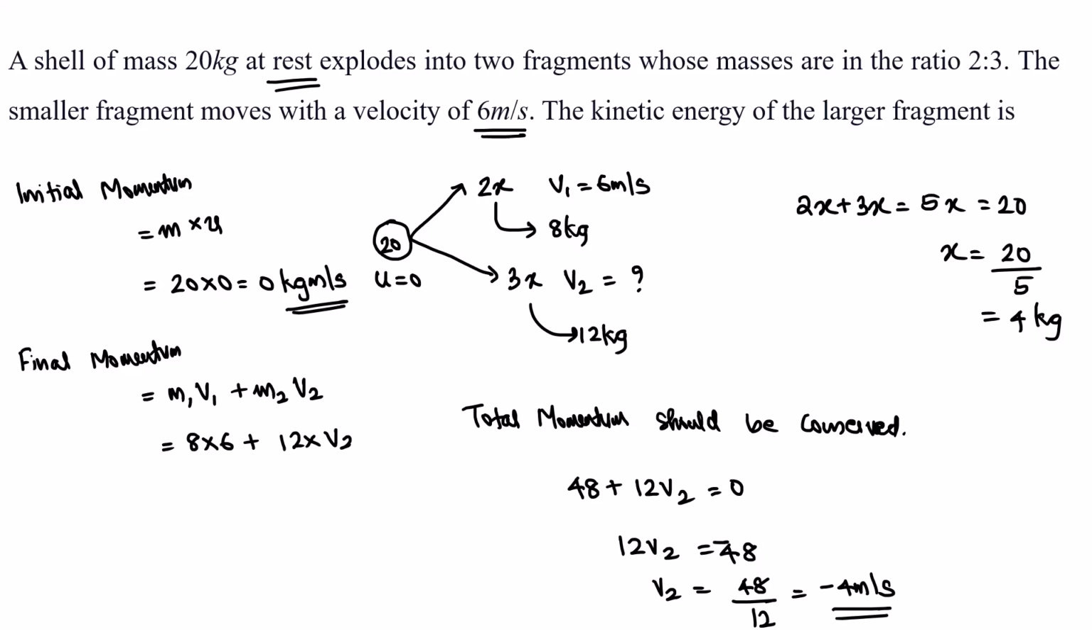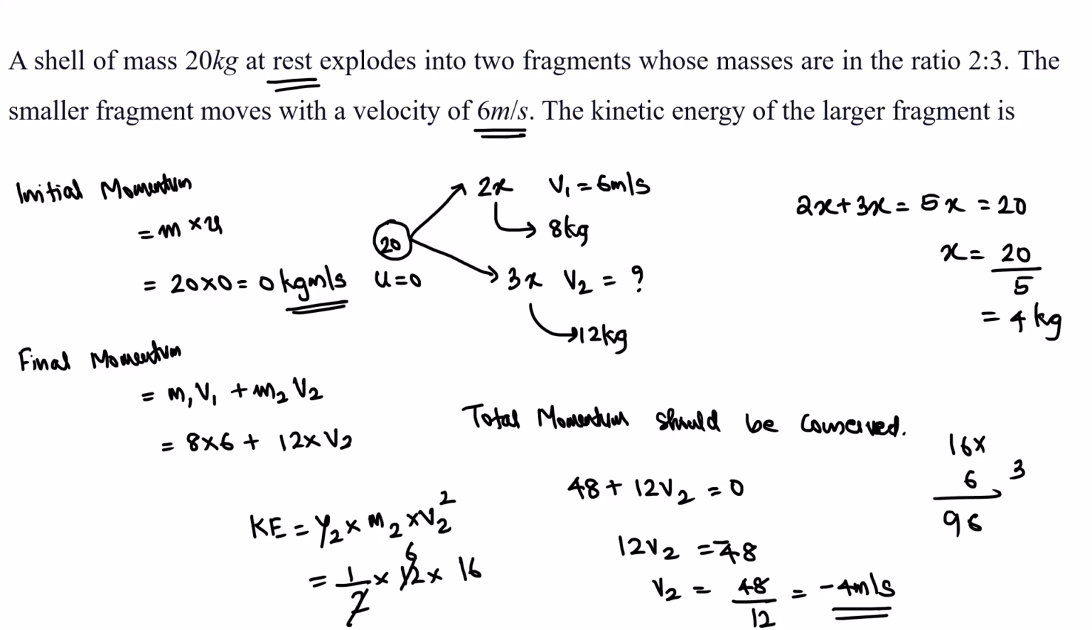So now we need to calculate the kinetic energy. We know that the kinetic energy is equal to half into m v square. Here it is the mass of the second component m2 into v2 square. That is equal to half into m2, which is 12 kilogram, into v2 square, where v2 is minus 4, so v2 square will become 16. 12 and 2 will get cancelled, you will get 6 here. Therefore, 16 into 6 will be equal to 96. So the kinetic energy of the larger fragment will be equal to 96 joules.